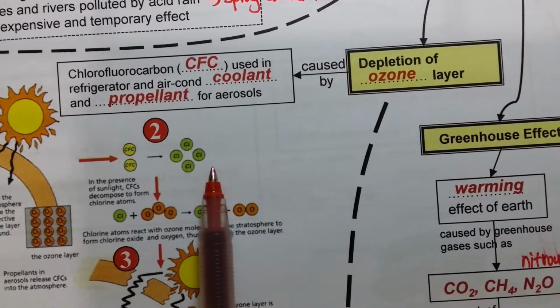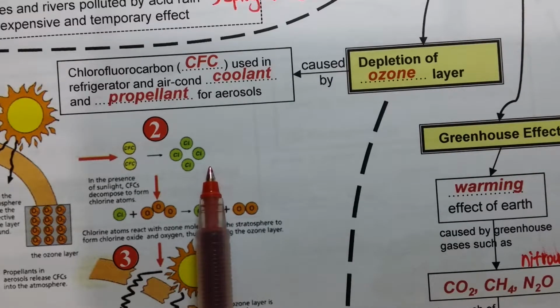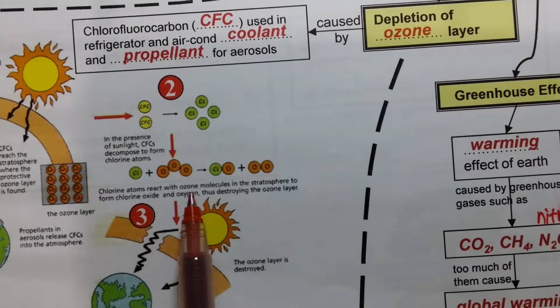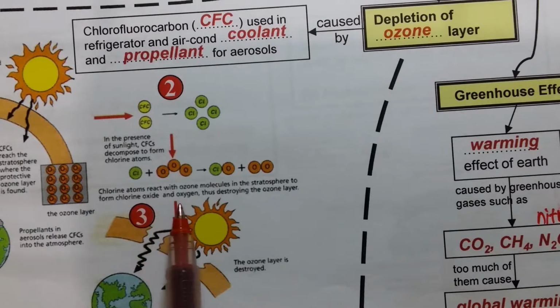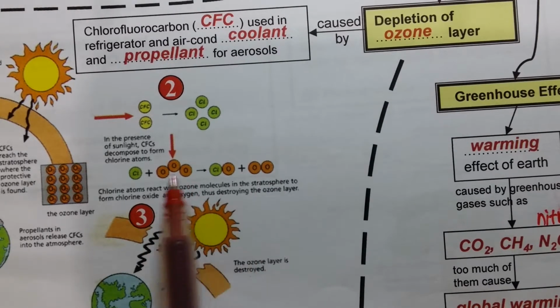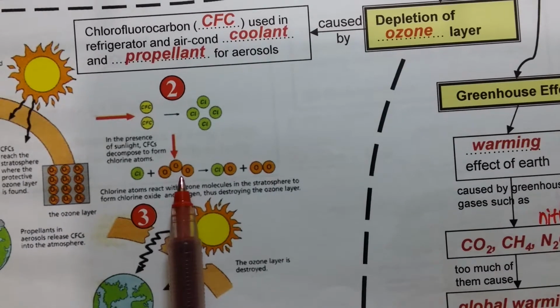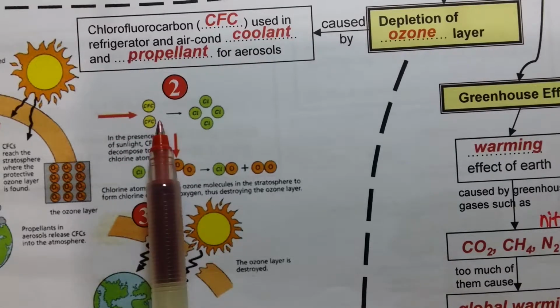Now, as you know, chlorine atoms are unstable because a chlorine atom has 7 valence electrons. So these chlorine atoms would react with the ozone molecules in the upper atmosphere to form chlorine oxide and oxygen. When this reaction occurs, the ozone will be destroyed. So the ozone, the O3, will be destroyed slowly by all these chlorine atoms, and all these chlorine atoms come from CFC, chlorofluorocarbon.